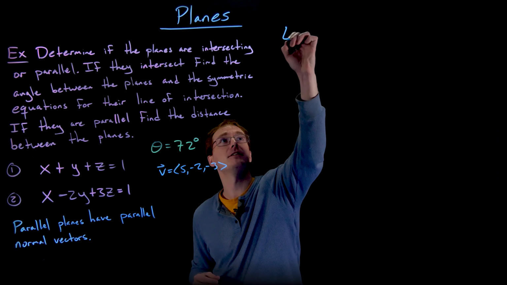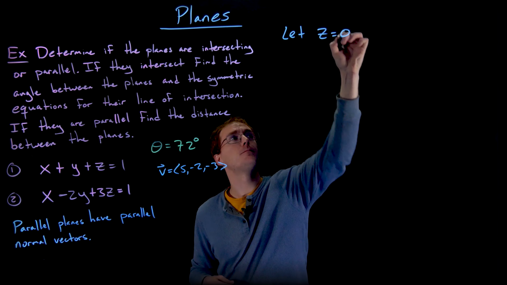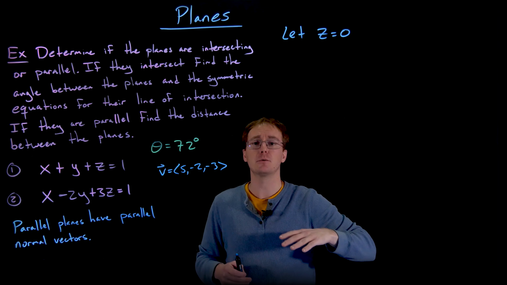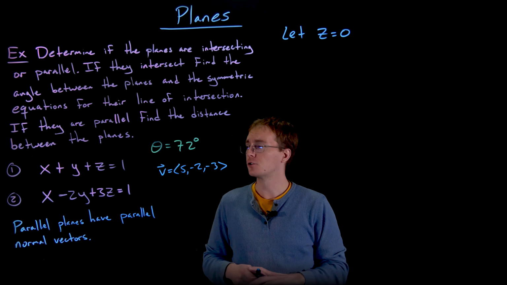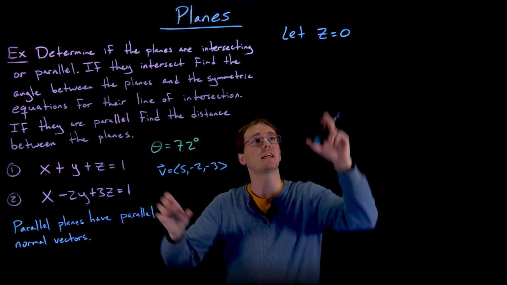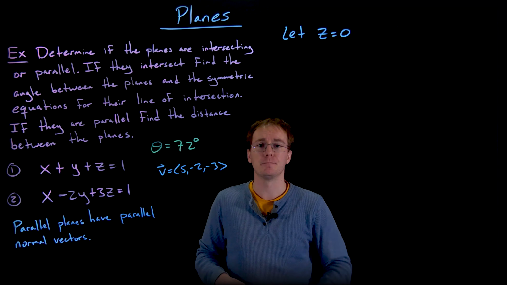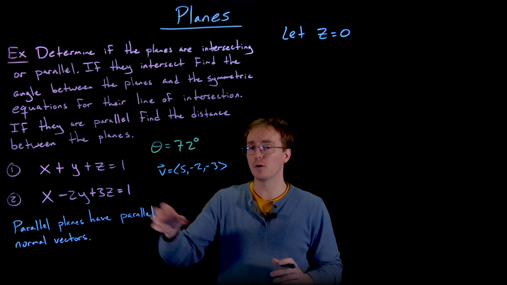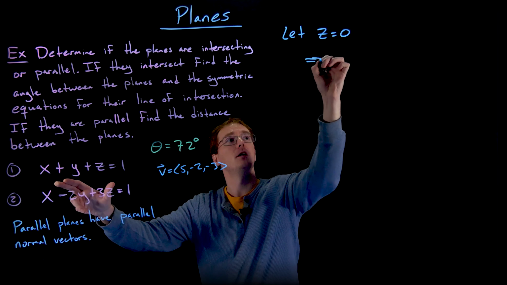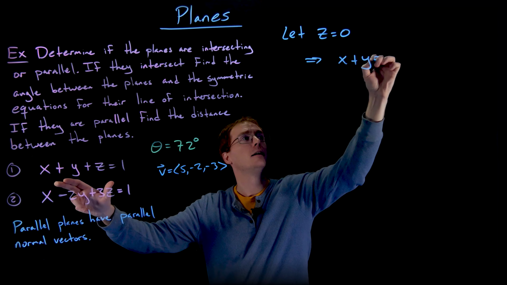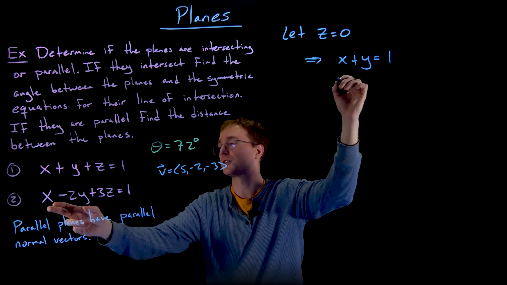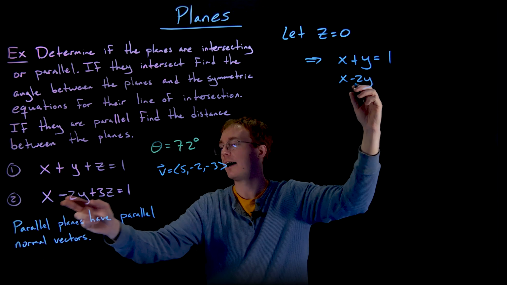So let's go ahead and let z be equal to 0. Visually, what we're looking at when we set z equal to 0 is that the graph of z equals 0 is just the xy plane. So we're really figuring out where this line of intersection between our planes intersects the xy plane. After we have set z equal to 0 to put ourselves on the xy plane, our first equation is going to turn into x plus y is equal to 1 because z is 0. And our second equation will turn into x minus 2y.